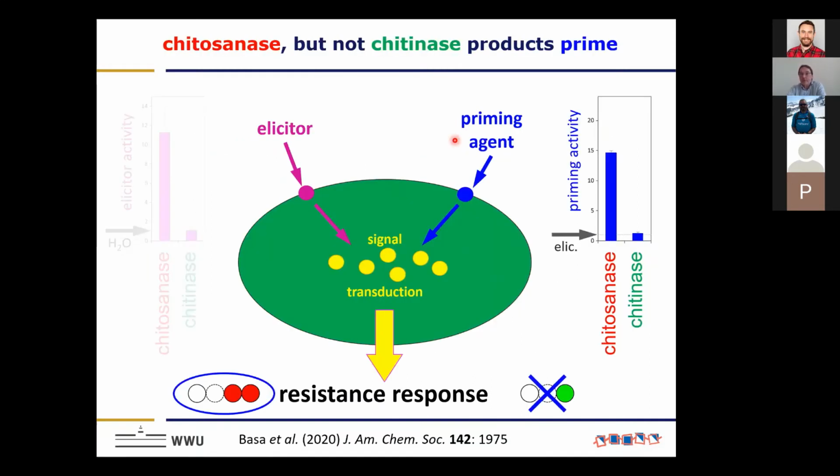Now, again, we can do this with our enzymatically produced chitosan oligomers. And again, we see the chitosanase products are priming active. The chitinase products are not priming active. So we know the chitosanase products were elicitor active. Now they're also priming active.